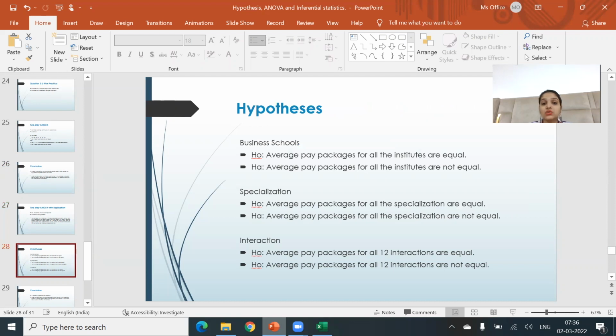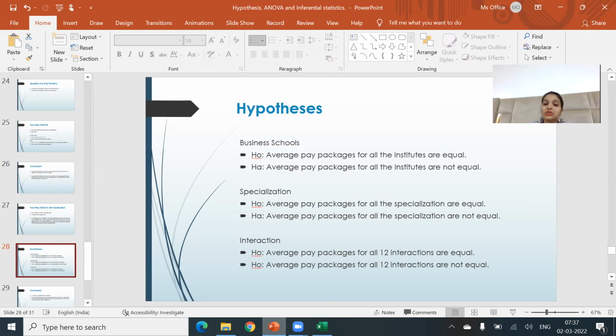I will be having three null hypotheses now. The very first one for the business school, where I will be taking average pay packages for all the institutes are equal. In alternate, I will be having average pay packages for all the institutes are not equal. Similarly, I will be having it for the specialization. I will say average pay packages for all the specializations are equal in my null hypothesis. In my alternate, I will say average pay packages for all the specializations are not equal.